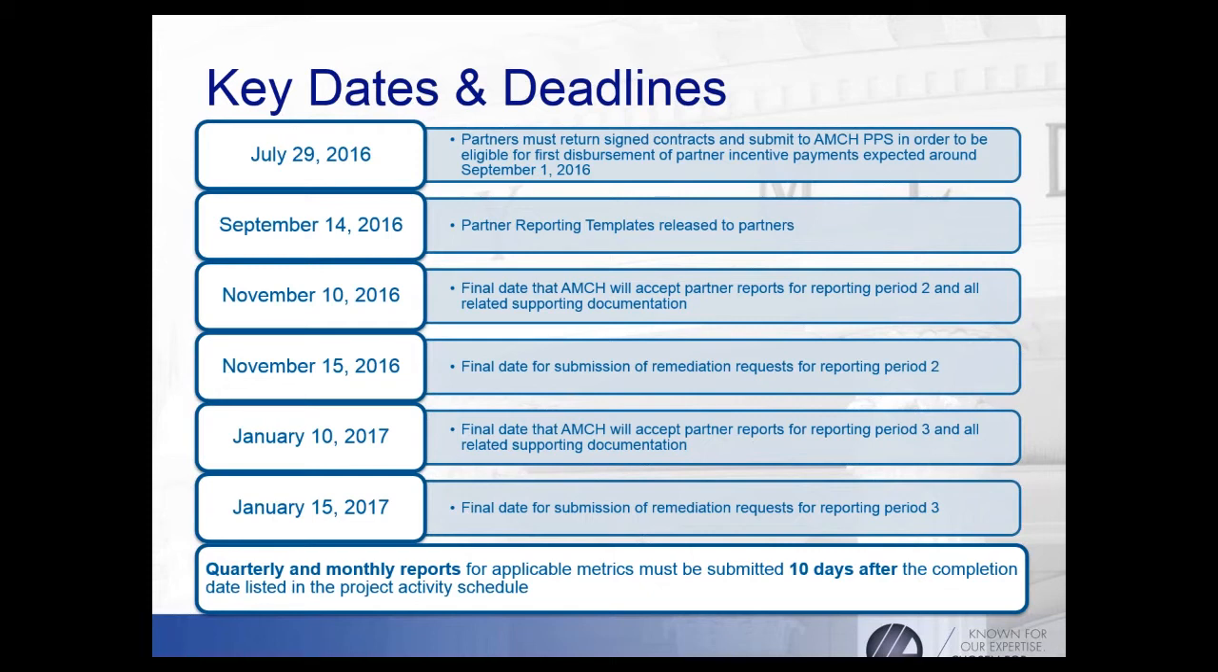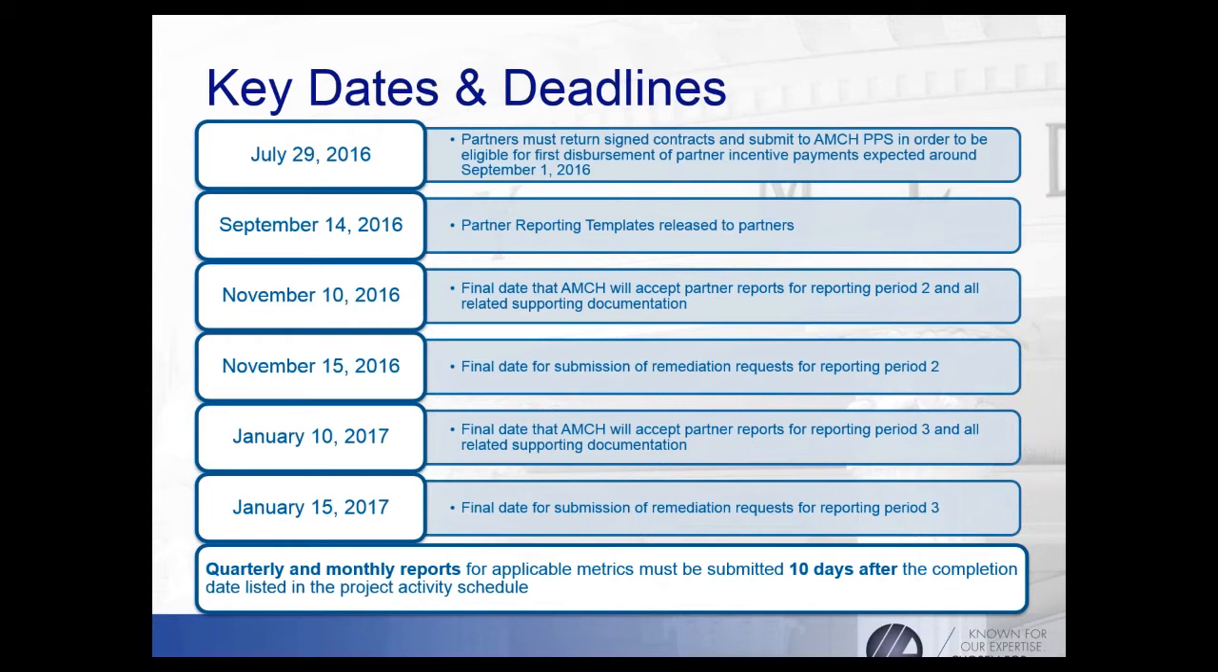Here are some key dates, again, deadlines. All of the partners should have signed their contracts and submitted to AMCH PPS by July 29th, 2016. September 14th is when y'all should have received your reporting templates via email. Again, if you have not, please do reach out to Lauren Ayers, make sure that you get those.